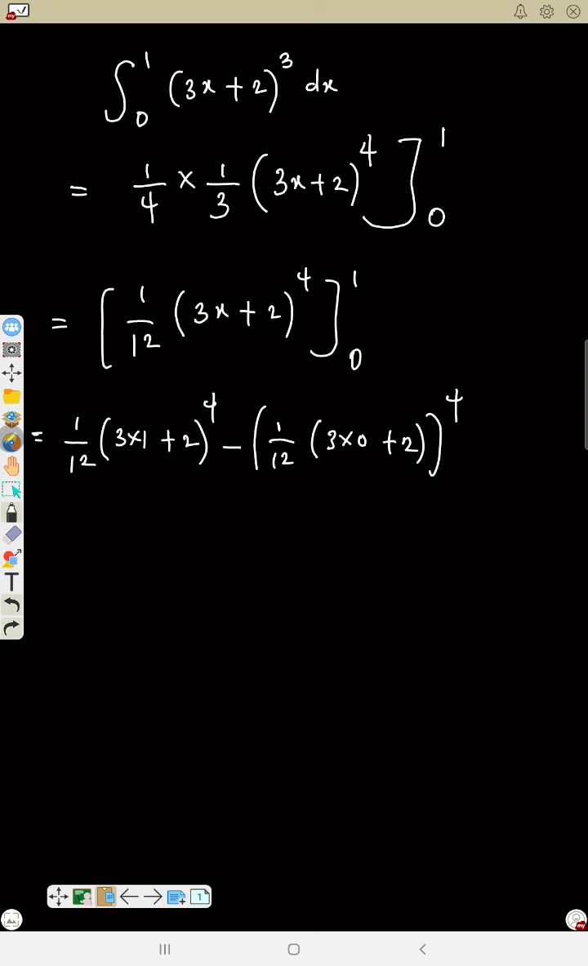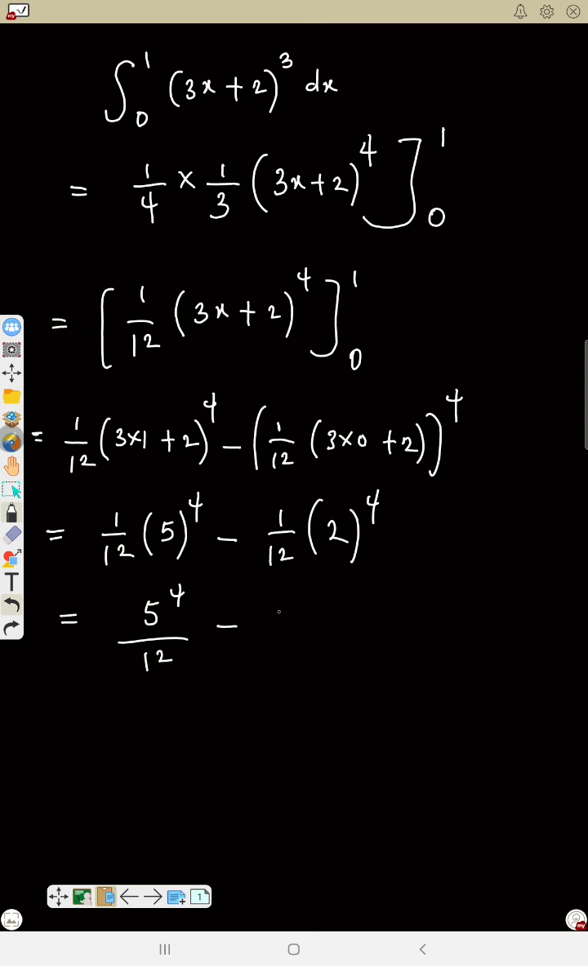Then you now press your calculator. So this will be 1 over 12 bracket 3 times 1. 3 times 1 will be 3. 3 plus 2, that is 5 raised to power 4, minus 1 over 12 bracket 3 times 0 is 0, then plus, that will be 2 raised to power 4. So is your calculator that you press. Here is 5 raised to power 4 over 12 minus 2 raised to power 4 over 12.